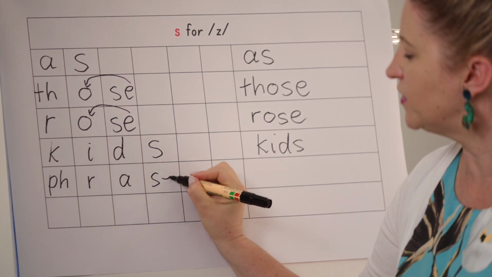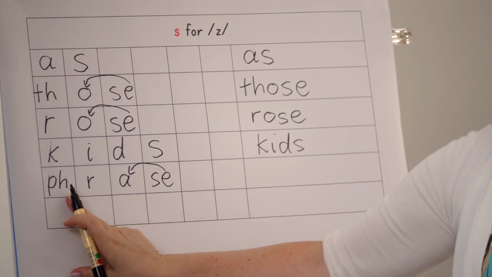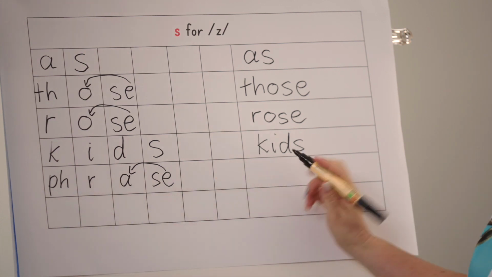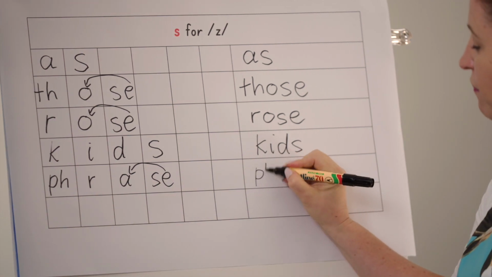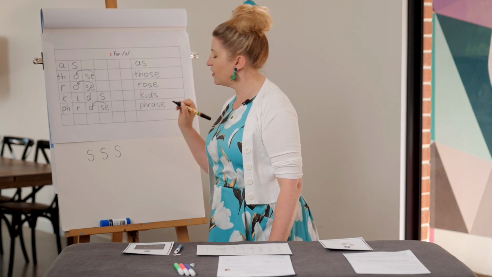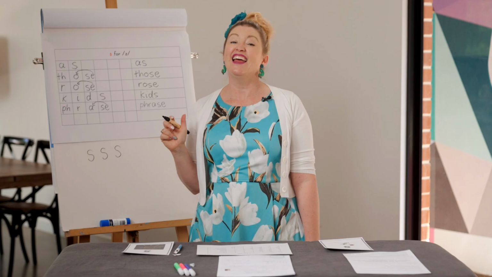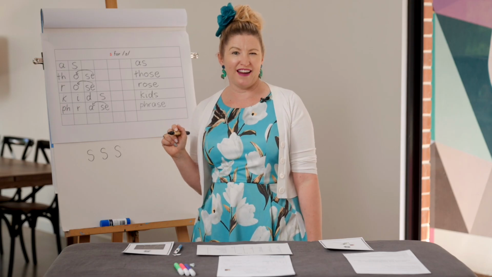A, Z. There's that split vowel. Did you get the PH making the F sound in phrase? Let's write the whole word. A's. Phrase. Good job. One more word. Let's see how we go. This one's a 3-syllable word. Are you ready for it?